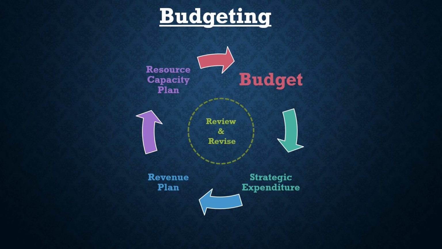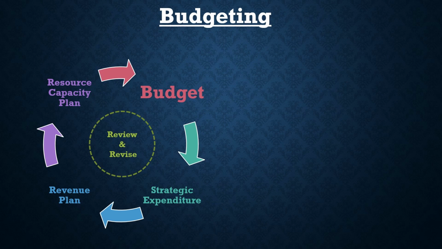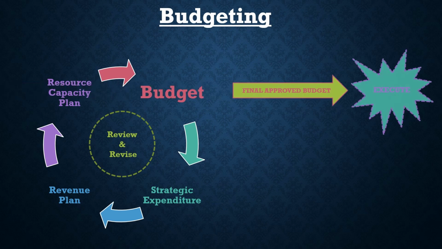It is essential that the iterative process is performed with focus and accuracy. This ensures that our strategic plan, operating plan, and related goals and performance measures are all aligned and supported with an appropriate budget. And finally, once we have an approved budget, we go execute.